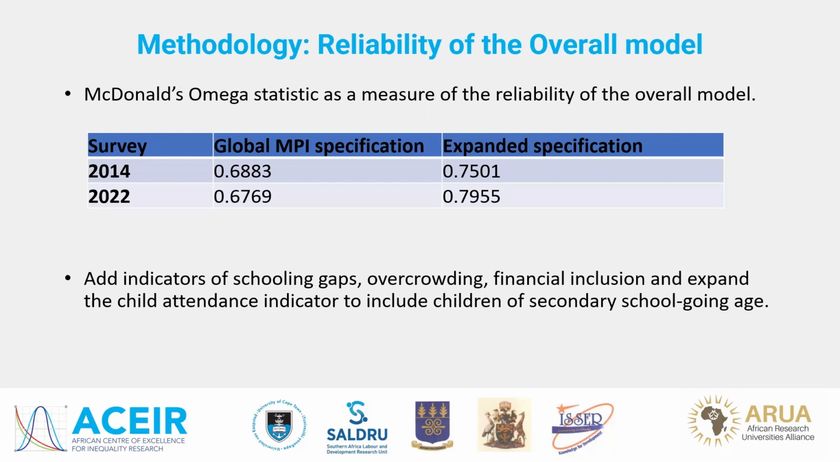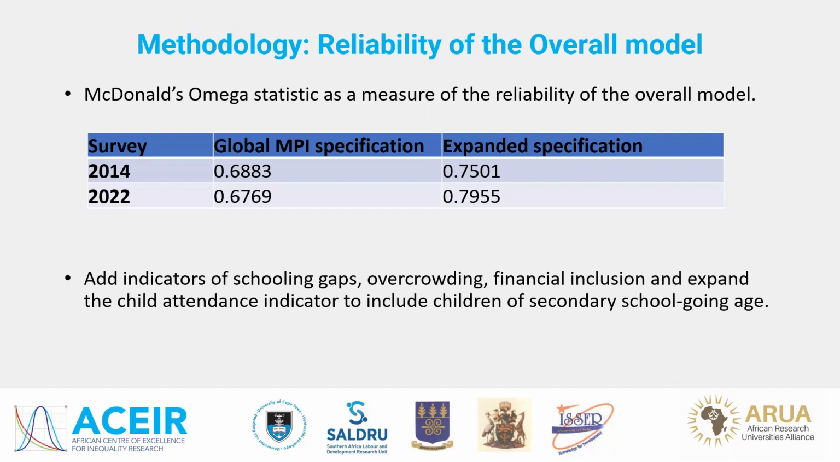These indicators are borrowed from the multidimensional poverty index specified for Latin American countries. Some of the indicators they included in their model we could not add because our data set does not have them. Then we redo the assessment, and we see that as much as the McDonald's omega has increased, it still has not reached the threshold we need. So what could be the problem here? Even after adding these indicators, the statistic depends on the indicators you have put in, which means one or more of the indicators might be the reason we are not reaching the threshold, because the individual indicators are not reliable.